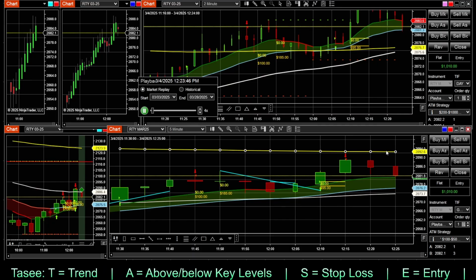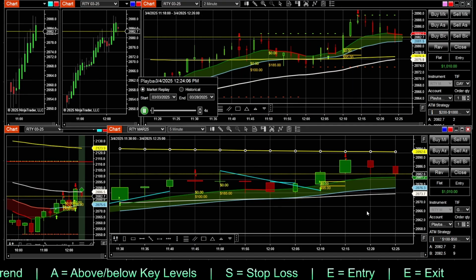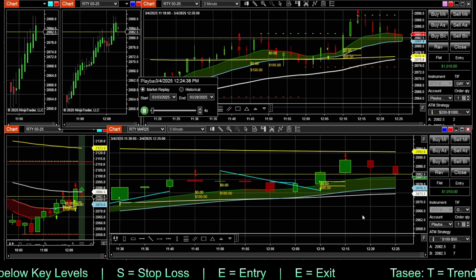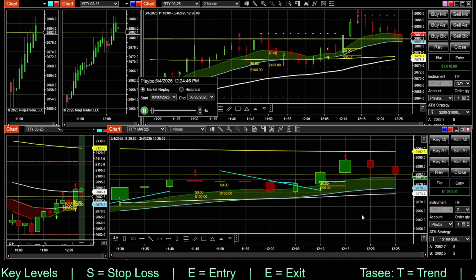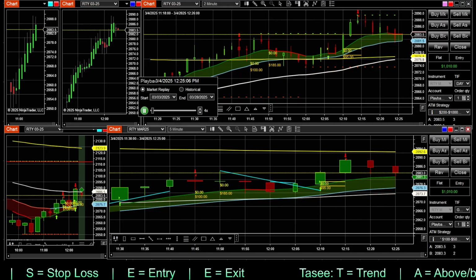Now notice how the 200 EMA is close to our 20 EMA cloud. So that's good because they're close together. It means that the direction hasn't, you know, killed itself off yet. And so we want to consider that.